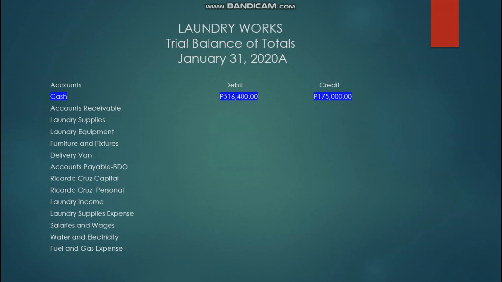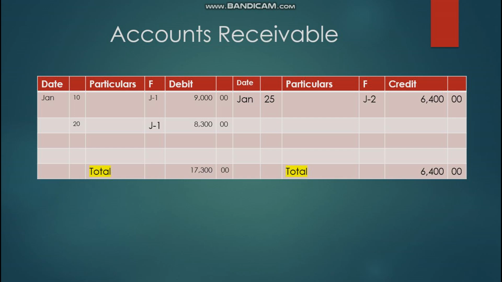Okay? So let's get the debit and the credit totals for the next account, the accounts receivable. So let's go to the ledger, locate this account, the accounts receivable, and get the total debits, which is 17,300 pesos, and get the total credits, which is 6,400 pesos.